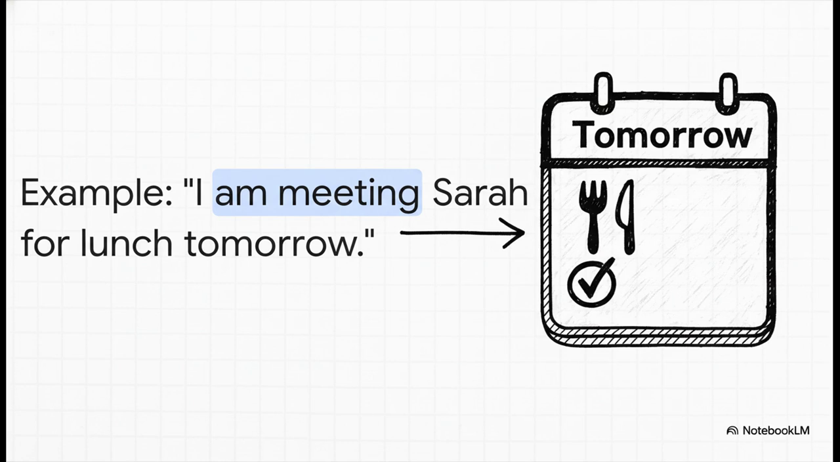All right, this next one might throw you for a loop. We can actually use the present continuous to talk about the future. I know, right? But here's the catch. It's only for plans that are totally fixed and arranged. When you say, I am meeting Sarah for lunch tomorrow, it means it's in the calendar. The plan is locked in.